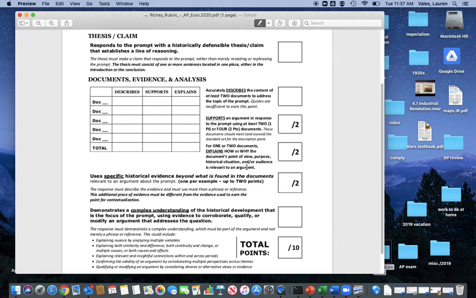So again, the idea is if you can get your thesis, if you can read your documents and use them by creating 2 body paragraphs, using the documents, supporting them and explaining them, you can earn points there. Add in some outside historical information. Specific historical evidence is really the phrase I should be using. And you're at a 5-6 range here. If you can use more than 2 documents, you can use 4 documents, you can add another point in this area.